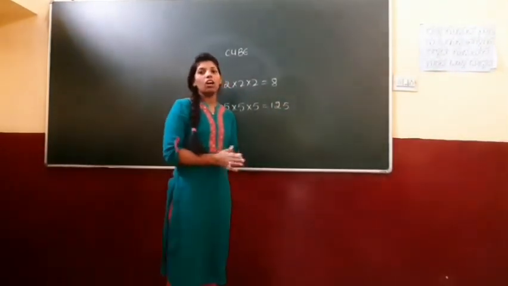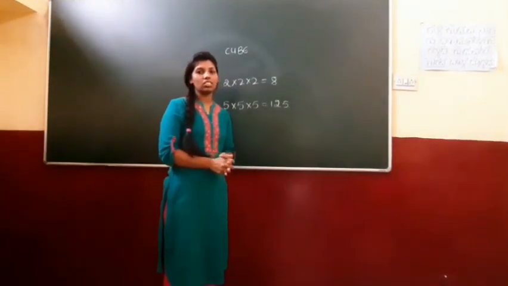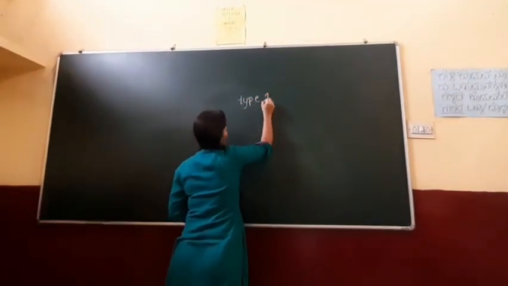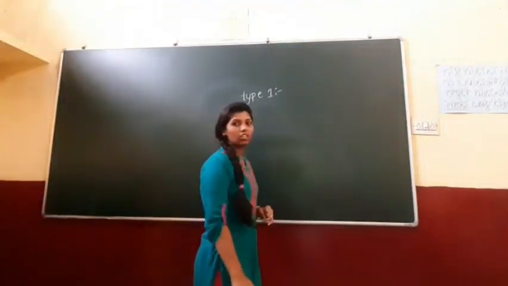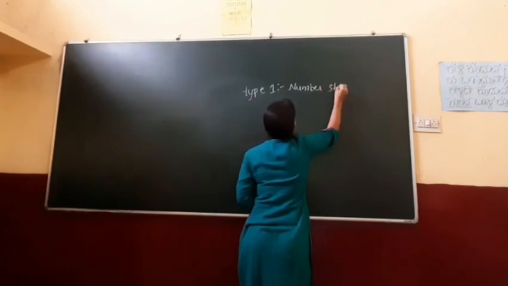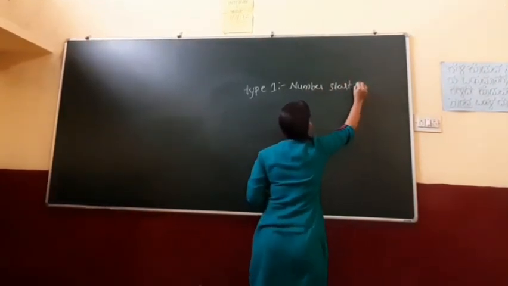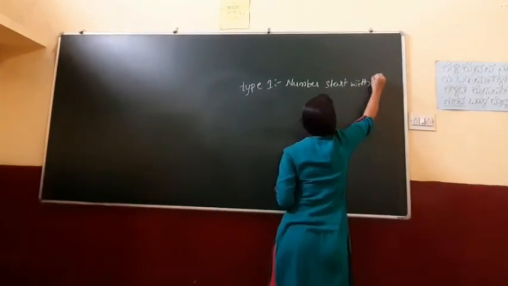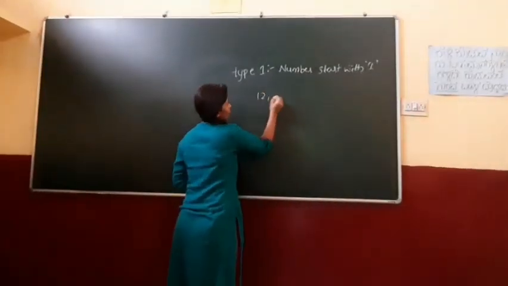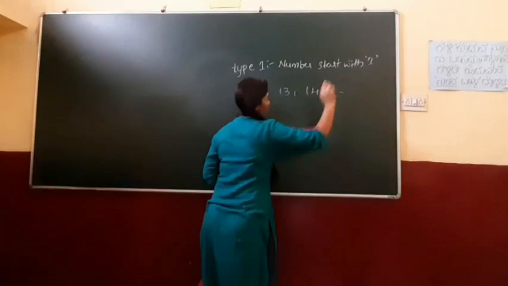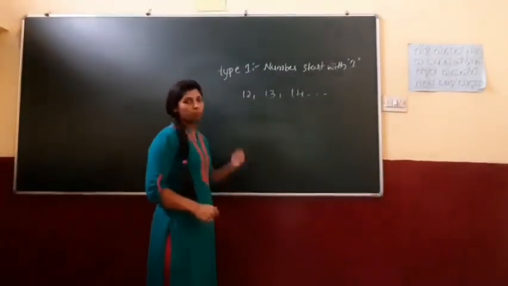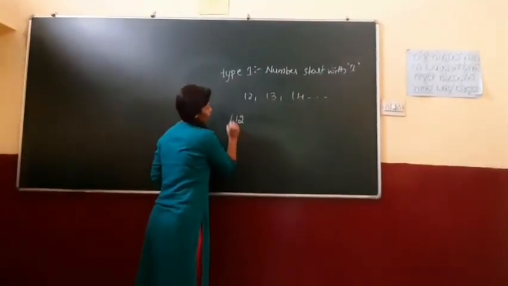Now let us learn how to find the cubes of two-digit numbers. Let us start with type 1: a number which starts with 1. So numbers that start with 1 are 12, 13, 14. These are the numbers which start with the digit 1. Now let us find one example from this: 12 cube.